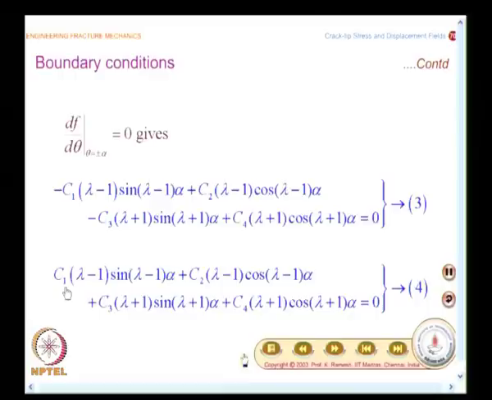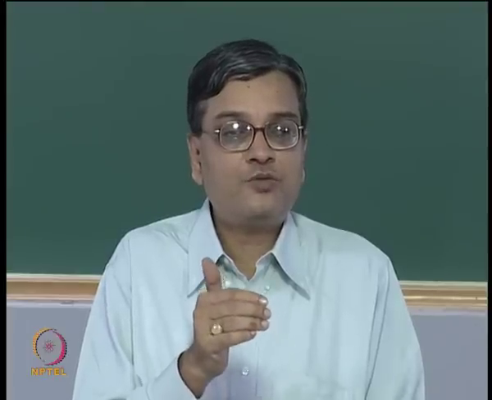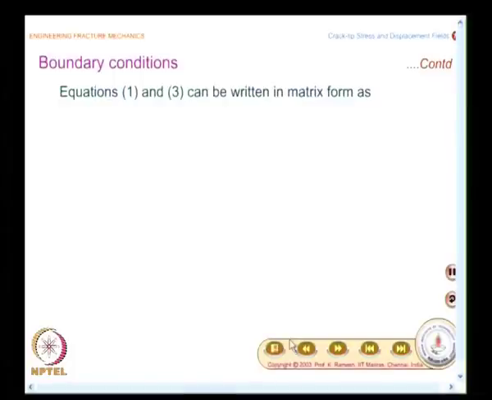The next equation is C 1 lambda minus 1 sin lambda minus 1 alpha, C 2 multiplied by lambda minus 1 cos lambda minus 1 alpha, plus C 3 lambda plus 1 sin lambda plus 1 alpha, plus C 4 lambda plus 1 into cos lambda plus 1 alpha equal to 0. Now, you have to do some algebraic manipulations, and you could group them into two categories, sets of equations involving C 1 and C 3, and C 2 and C 4. If you do some algebraic manipulation, I get the expressions in this fashion.